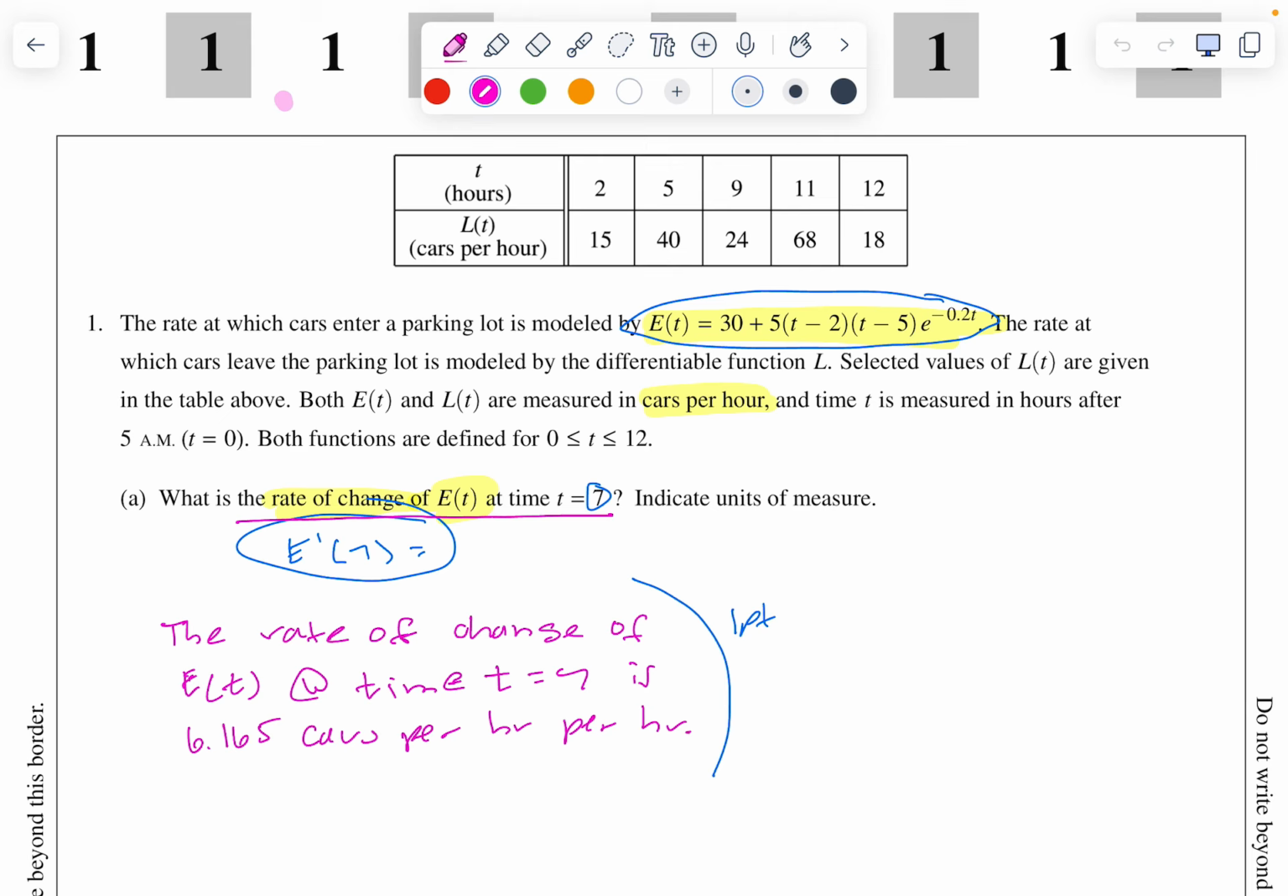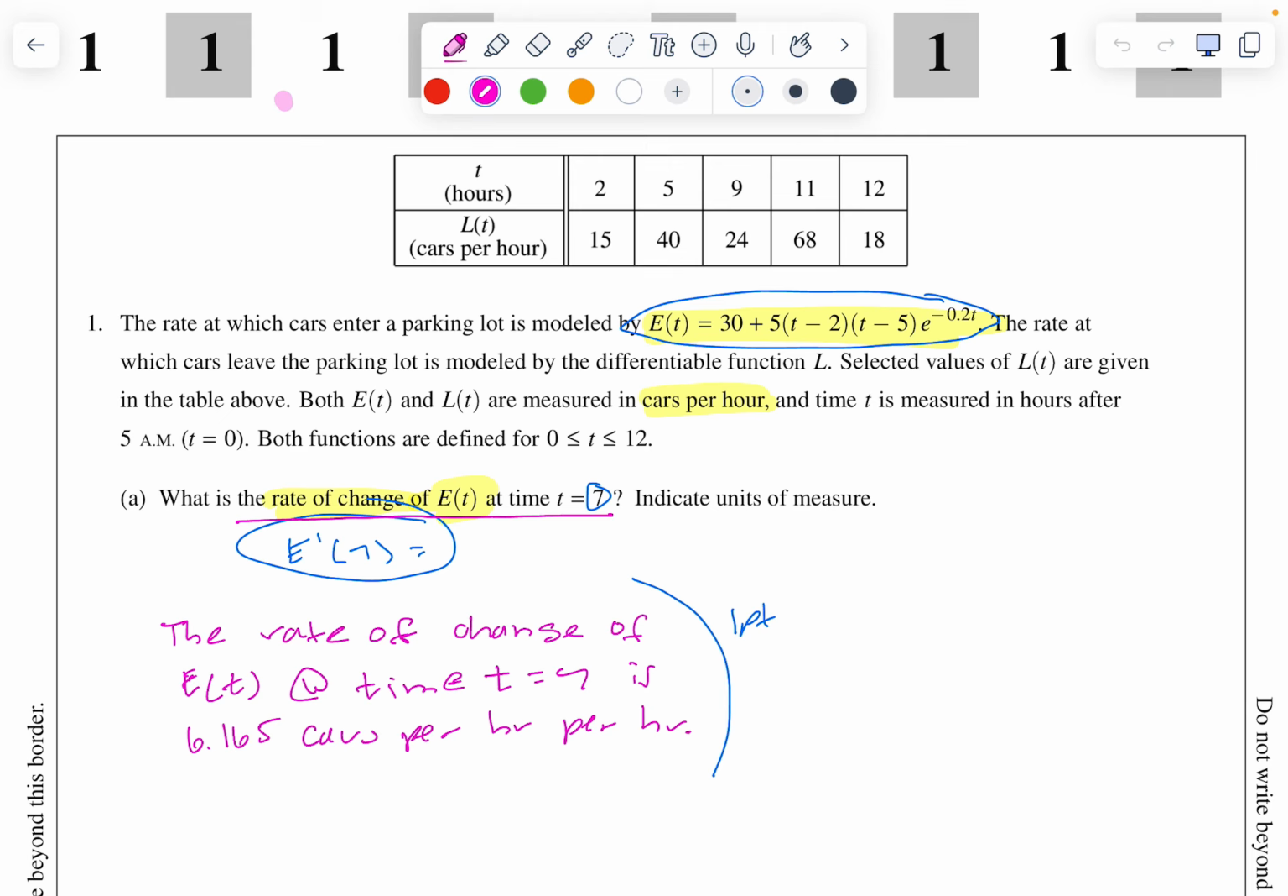Loop the parking lot is modeled by the differentiable function. Selected values of L(t) are given in the table above. Both E(t) and L(t) are measured in cars per hour, and time t is measured in hours after 5 a.m. equals 0. Both functions are defined for 0 less than or equal to t less than or equal to 12.